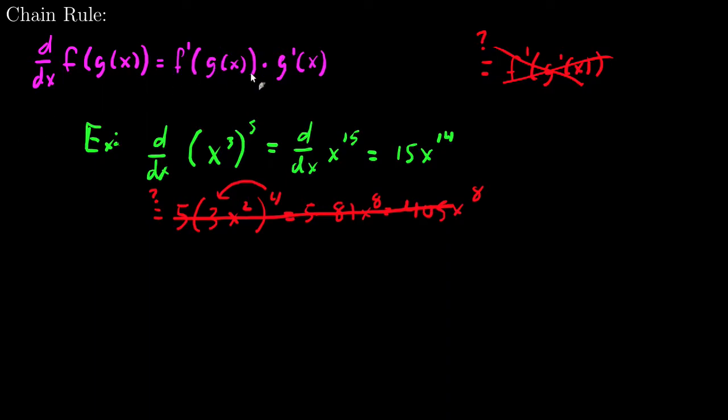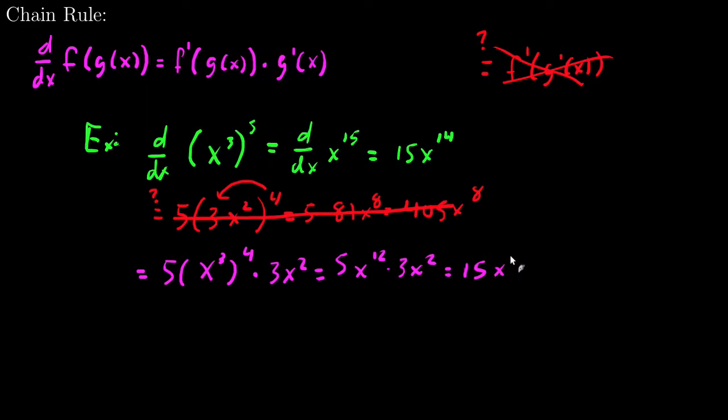But if I follow this rule, I take the derivative of the outer function, so 5 times something to the 4th, and I leave the inner function unchanged. And then I do times the derivative of the inner function, which is 3x squared. Well, now, x cubed to the 4th is x to the 12th. I have 5x to the 12th times 3x squared. 5 times 3 is 15. X to the 12th times x squared is x to the 14th. And that one does work out.